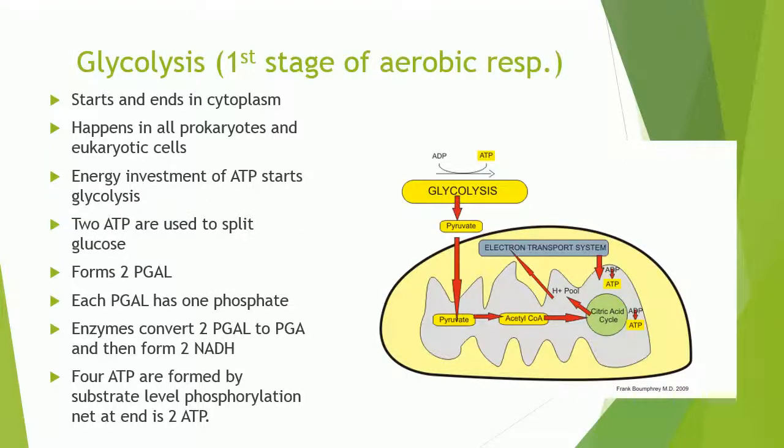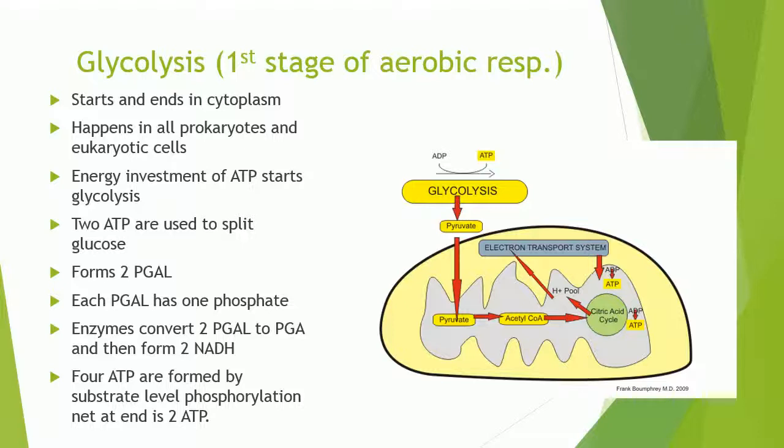So glycolysis is the first stage of aerobic respiration. It's going to start and end in cytoplasm. It's going to happen in all prokaryotes and eukaryotic cells. It's going to be an energy investment of ATP, which starts glycolysis. You're going to have 2 ATP, and they're going to be used to split glucose. You're going to form what's called 2 pGALs.